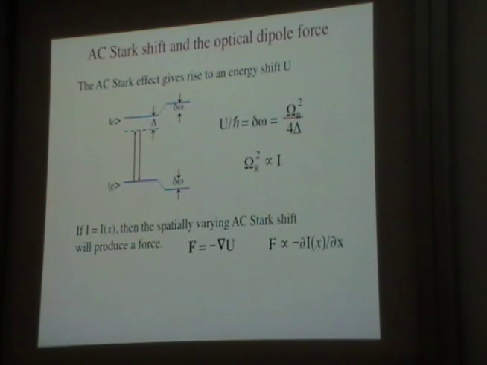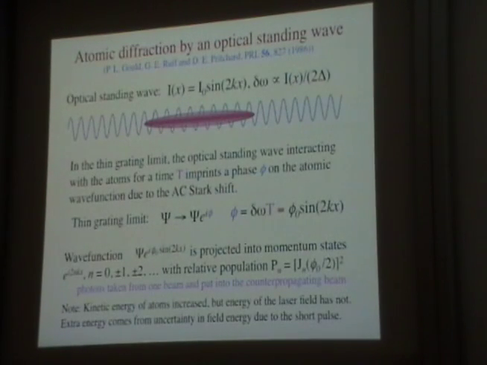So what you do is you start with your BEC and you apply a sinusoidally varying intensity. As a result, the energy shift is going to vary in space sinusoidally. If you apply a long pulse, then you expect the atoms to rattle around in this optical potential. But if you apply a short pulse, so that the atoms basically have not moved, you're just imprinting a phase on the cloud. And then the cloud will evolve after some time.